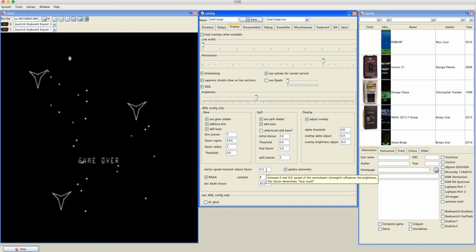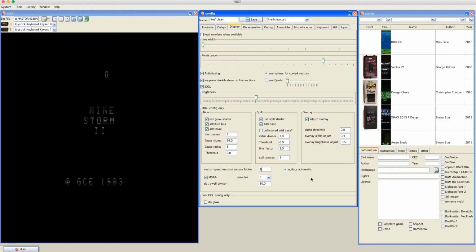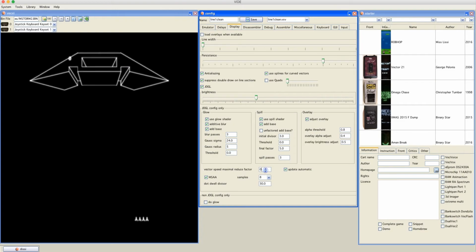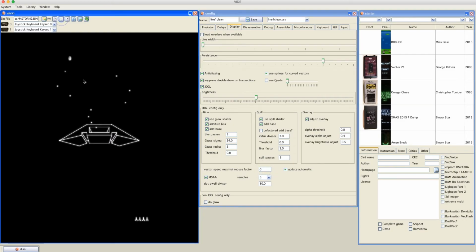This is the way that the speed influences the brightness of the vectors. So if this is extreme, now the longer the vector, the less bright it gets. So actually speed reduce of 1 is the maximum reduce, and 0 is no reduction. So all vectors are actually the same. Wait, one moment. The same brightness.